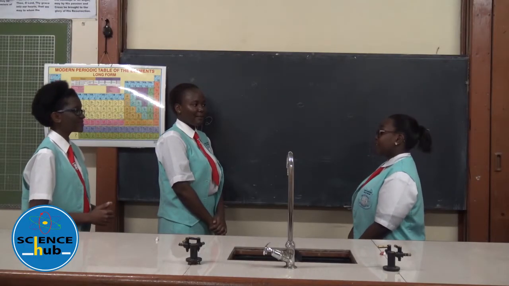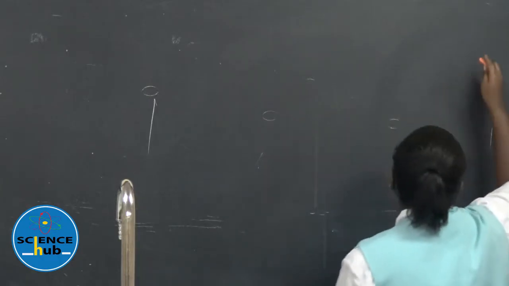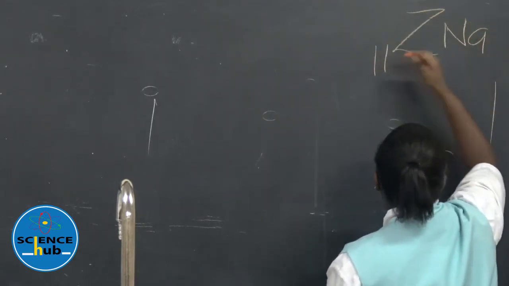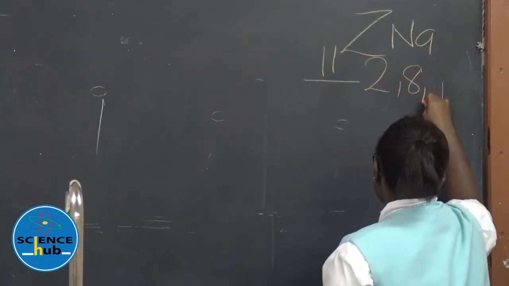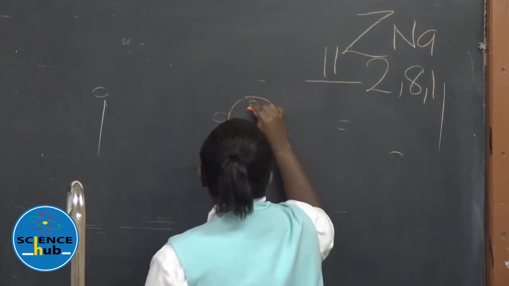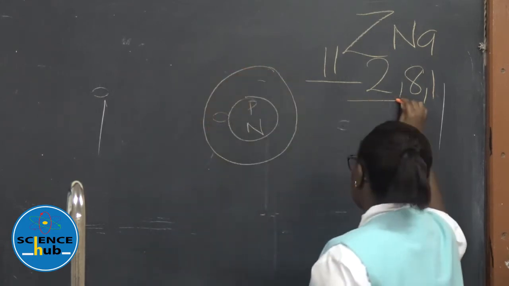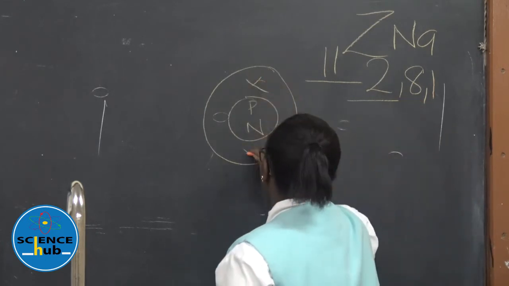We are now going to get examples from the periodic table. Sodium has an atomic number of 11. So you write the formula and distribute the electrons: 2, 8, 1. You draw the nucleus first and place the protons and the neutrons. You draw the next energy level. The first two electrons must be vertically opposite, so you place the first one here and the next one here.